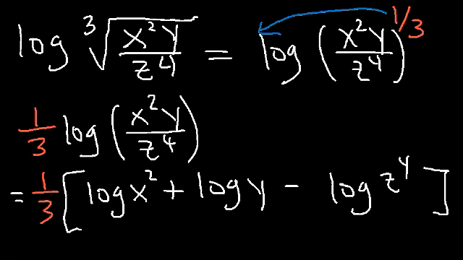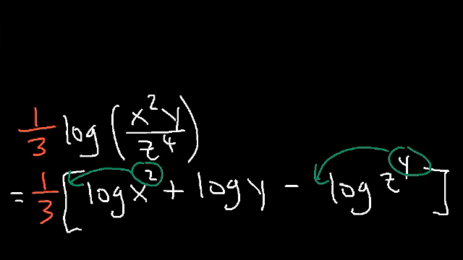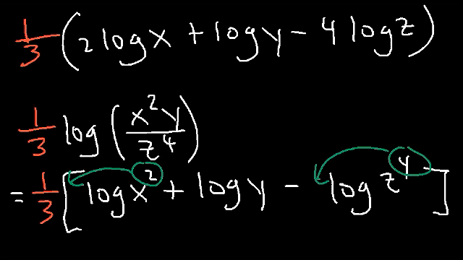The last thing we need to do is take the exponents and move them to the front. So the final answer is going to look like this. It's 1/3 times 2 log x plus log y minus 4 log z. This is it. That's how you can expand the logarithmic expression. But let's try another one. Try this practice problem.